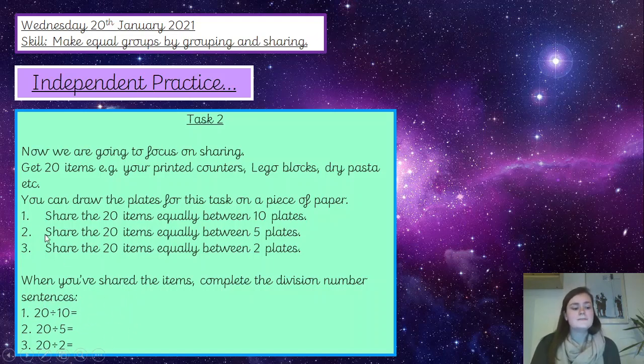and how many objects are on one of the 10 plates, that's your answer. For question 2, share 20 items equally between 5 plates. Again, they can be imaginary plates. And you're going to write into your book, 20 divided by 5 equals, and then however many objects you've got on one plate. And finally, share the 20 items equally between 2 plates, and then into your book, 20 divided by 2 equals, and you're just going to count 1 plate.